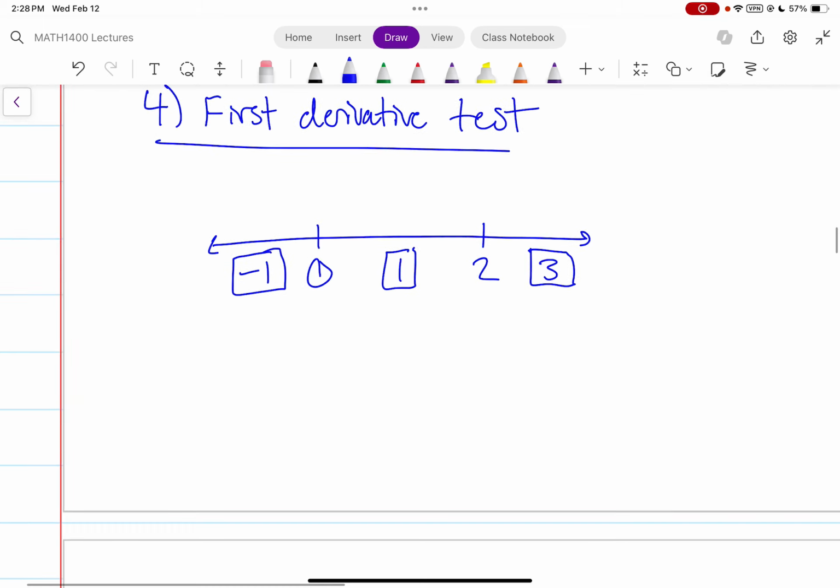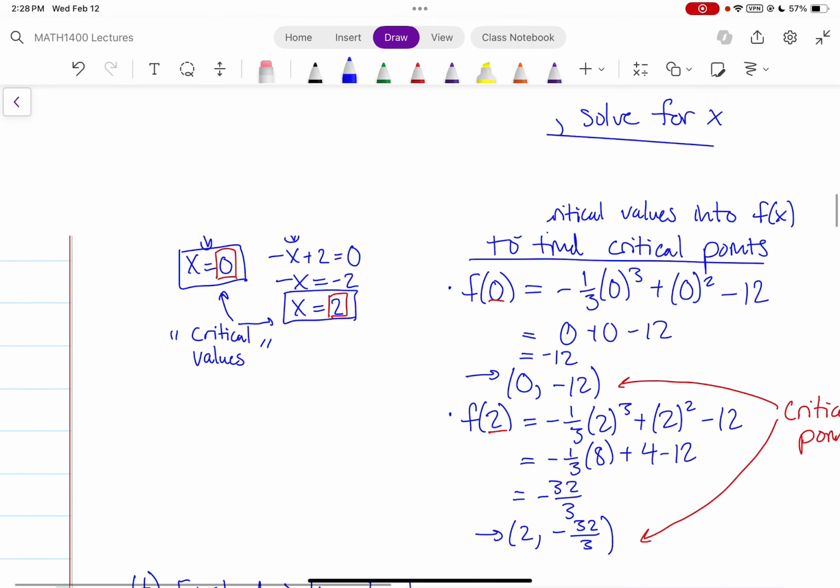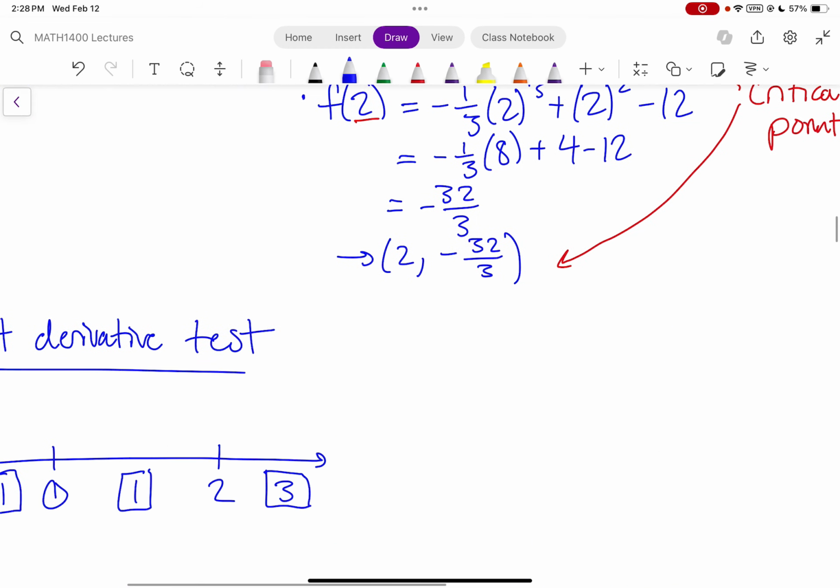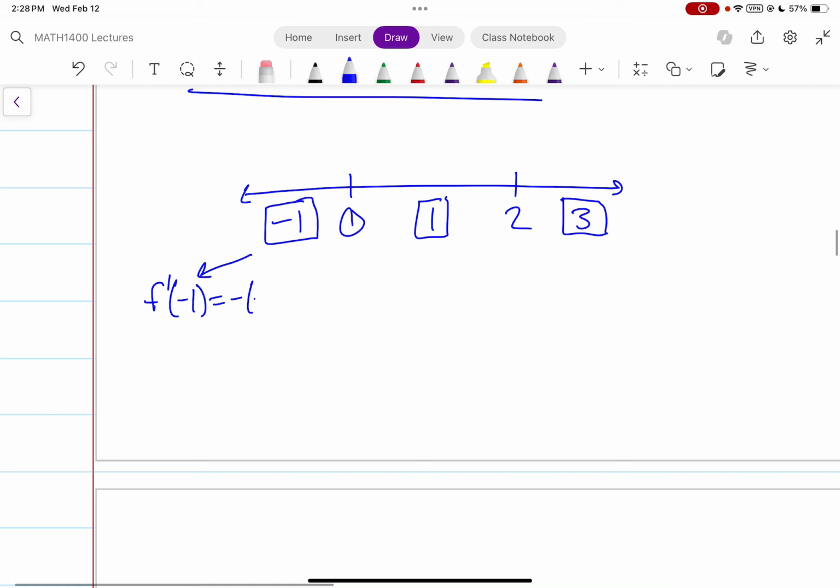And so now what I want to do is take each of these test values and plug them into the first derivative. So f prime of -1 is equal to, well, our derivative is this, -x² plus 2x. So -(-1)² plus 2 times -1, which is -1 minus 2, so -3. And what I want to acknowledge here is that this is negative.